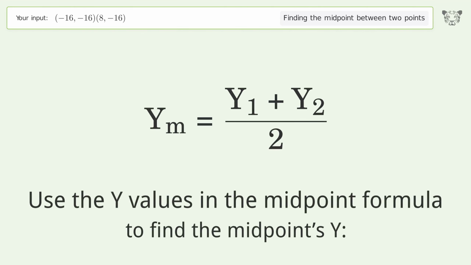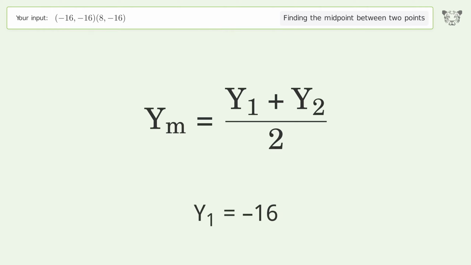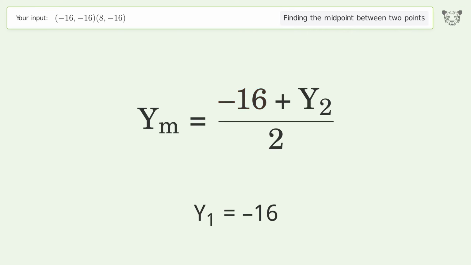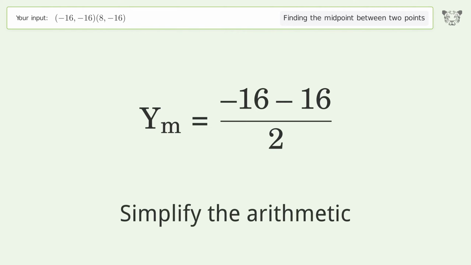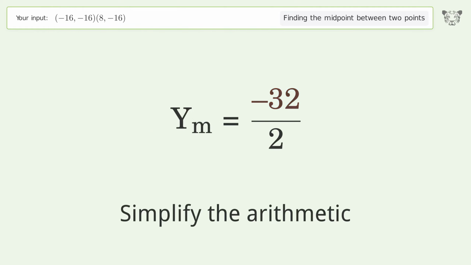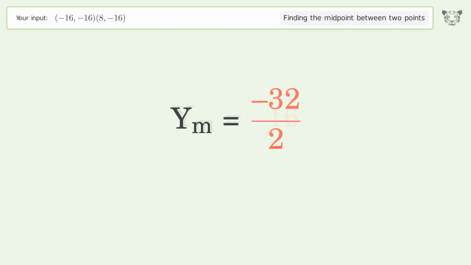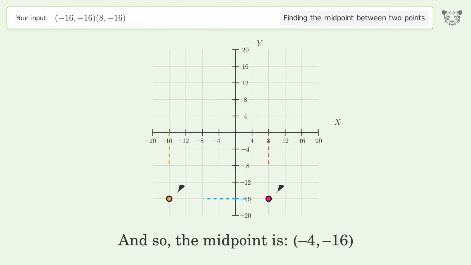Use the y values in the midpoint formula to find the midpoint's y. y1 equals -16. y2 equals -16. Simplify the arithmetic. And so, the midpoint is -4, -16.